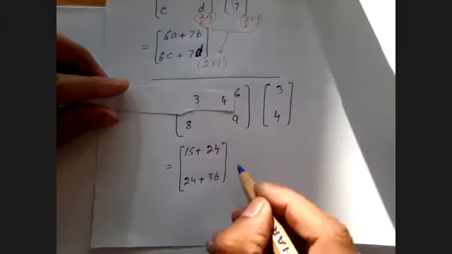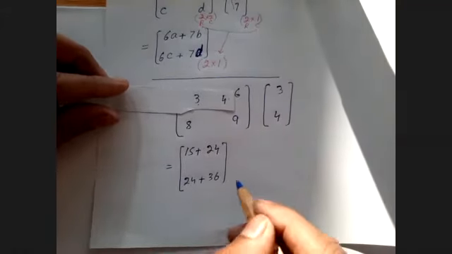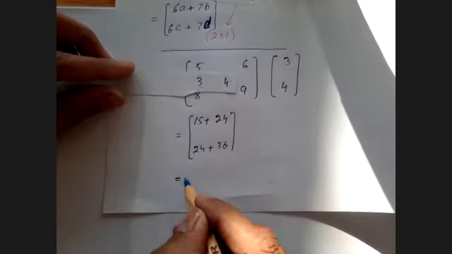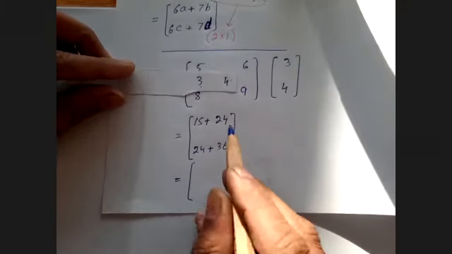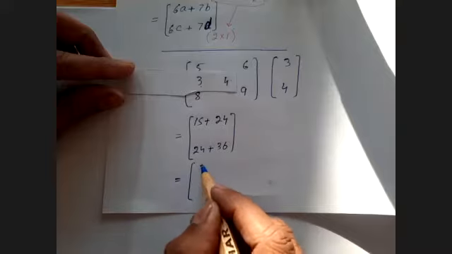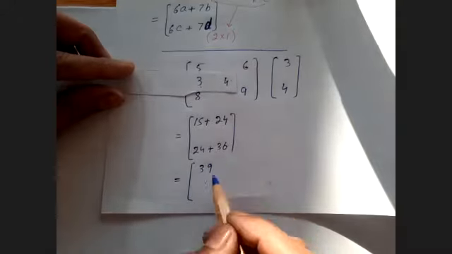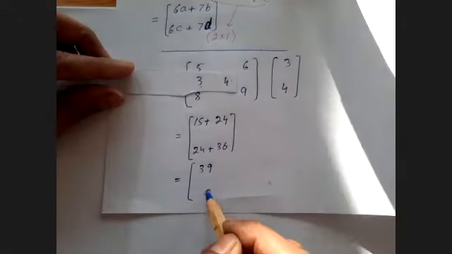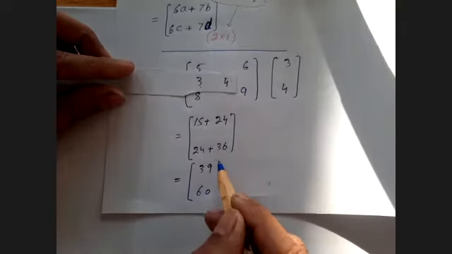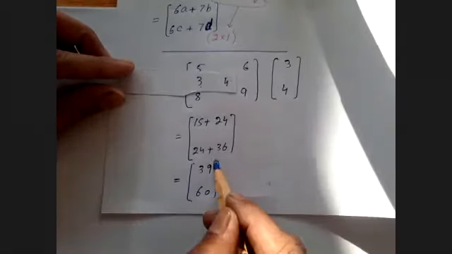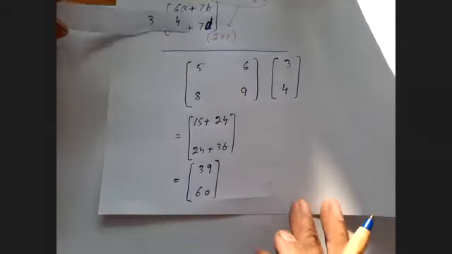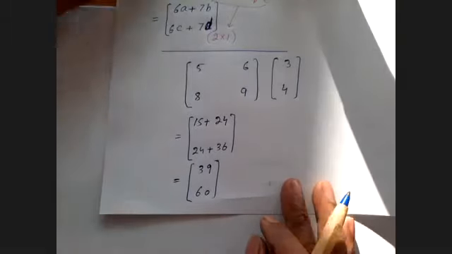Now you will have to add this. By adding, you'll get 39, and 60. Okay. So there's no need to use the calculator, because normally from P1 these types of questions are asked.